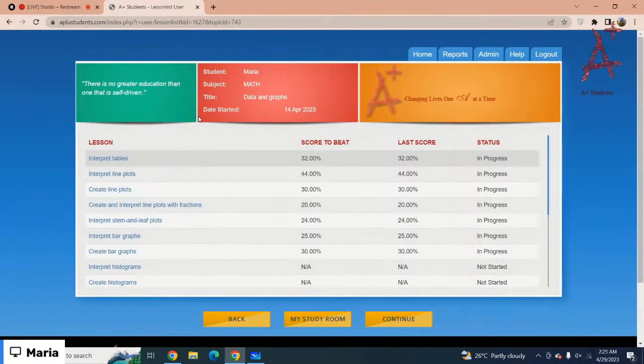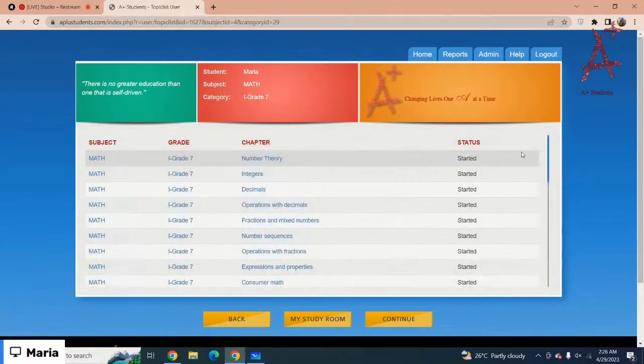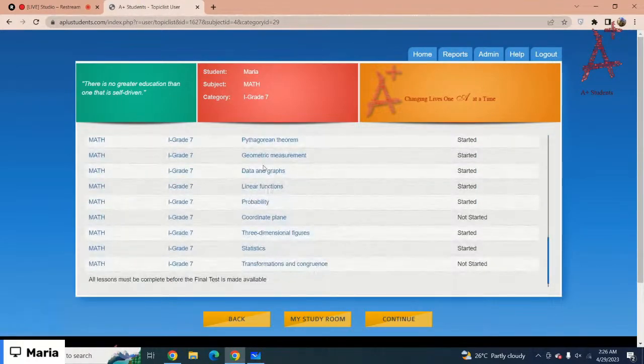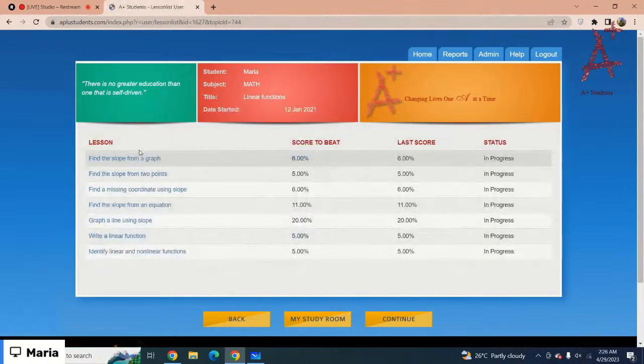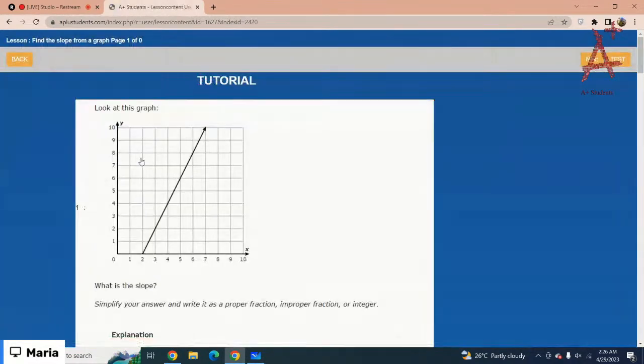Okay, we are done with the chapter data and graphs. We're going to start the new chapter, that would be linear functions, the very next chapter, grade 7 maths. The chapter that is right next to data and graphs is linear functions. So let's just start with linear functions. Let's start with the first lesson, that is find the slope from a graph.